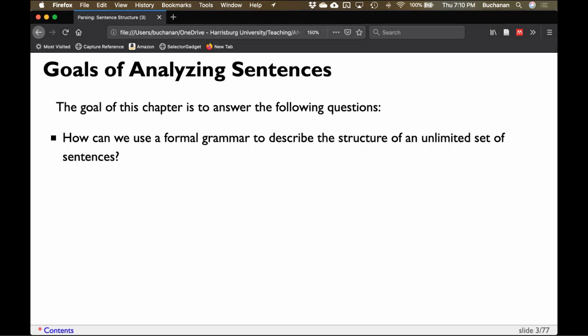Can we use a formal grammar to describe the structure of an unlimited set of sentences? So, if you've ever tried to write, let's say, a chat bot, right? So, the people who write things like Siri. Siri is really complex, but things that just chat back and forth.